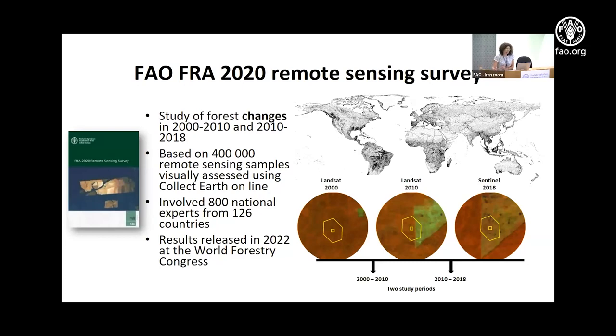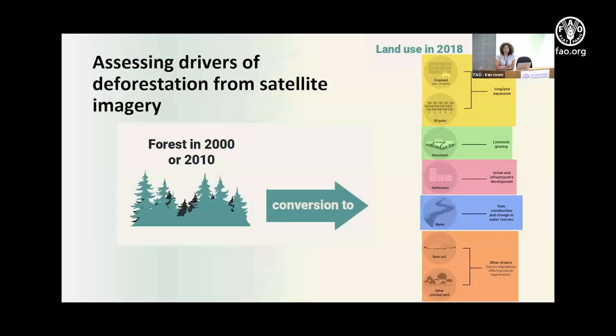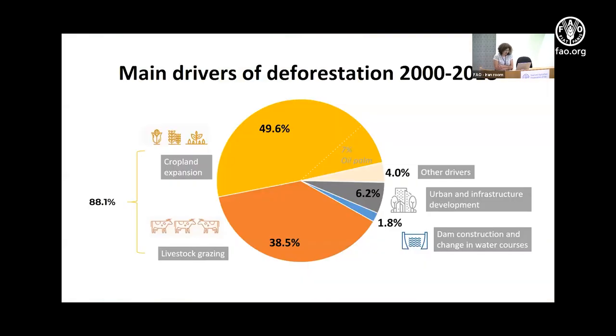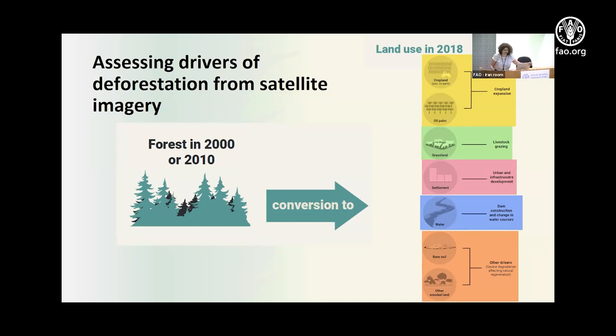So what we did for this study: we did an assessment of the drivers of deforestation using Earth observation satellite imagery, and we looked at all the forest in 2000 or 2010 according to the satellite imagery, which was then transformed into different land uses. Basically, land use in 2018 that was cropland was considered as cropland expansion as a deforestation driver.